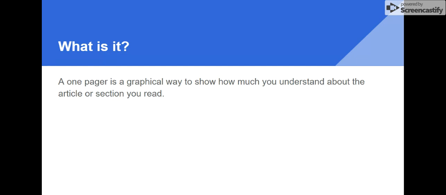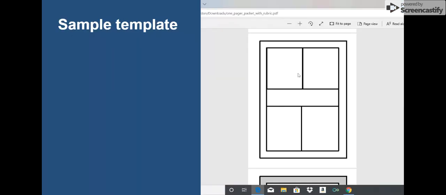It's a graphical way to show how much you understand about an article section you read. It's simply another way of showing that you understand what you read. We can all read, but it doesn't do us any good unless we understand it. This is what the template is going to look like, and you have one in front of you if you're in my class doing this. We're going to go through what goes in each of the sections around the outside.